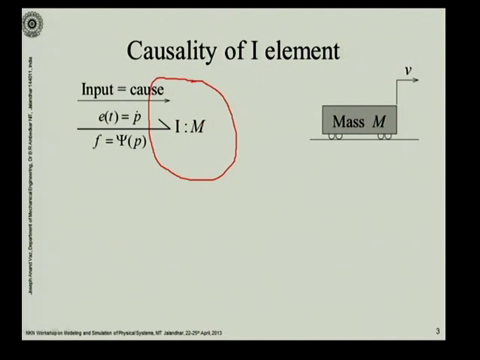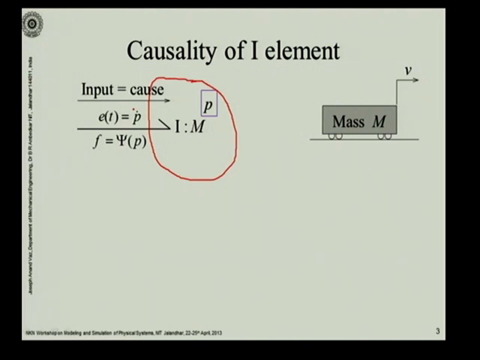What does the I element do? The I element is supposed to have the variable, the state associated with it, which is the momentum, and it is supposed to just obtain this momentum by integrating this effort. So whatever effort was applied to the I element, it resulted in the change of the momentum of the I element.